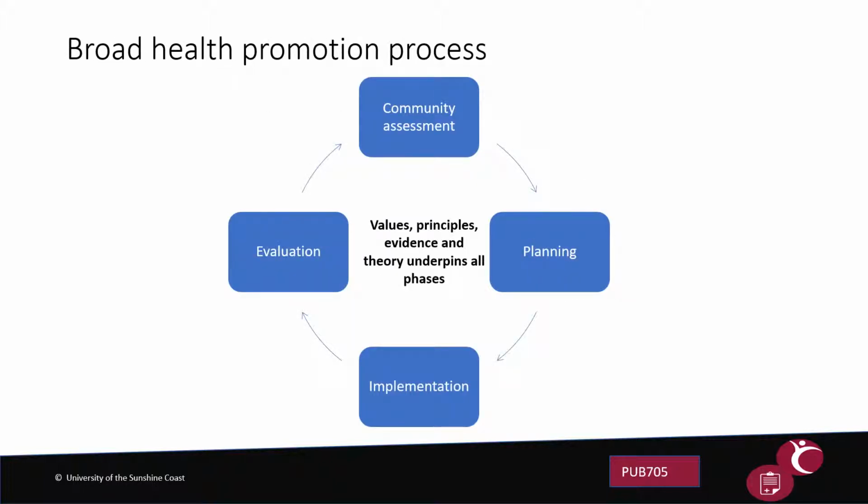So if we go back to our broad health promotion process, we've learned how to undertake community assessment. If we move on to planning now, then we are going to learn how to do a range of steps that are involved in planning. And again, while we're doing that, we also need to keep in mind the underlying values and principles and the use of evidence and theory that are important to planning processes. So we're still going to be working with frameworks and models to help us do the various stages of the planning work.